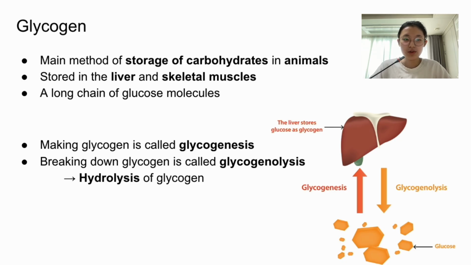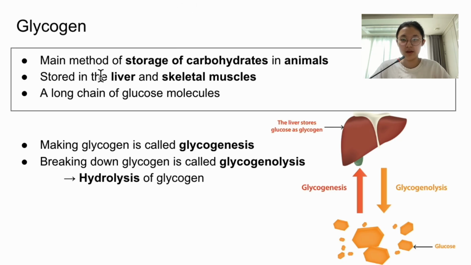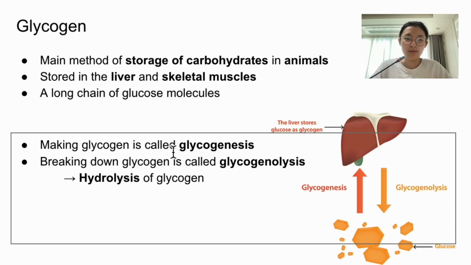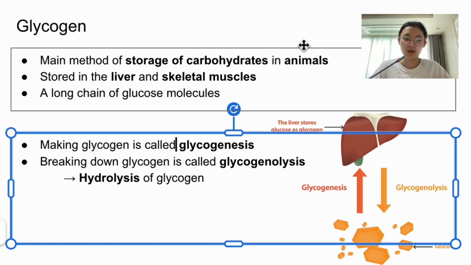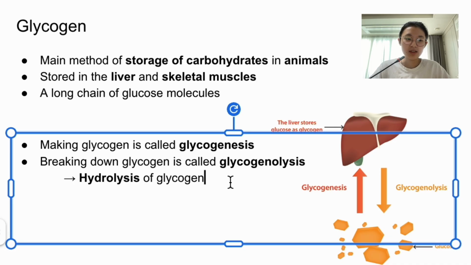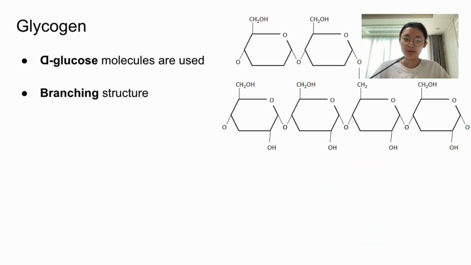glucose. Now glycogen, as seen here, is mainly found in the liver and skeletal muscle cells, and in the liver it plays a role in maintaining blood glucose concentrations, while in the muscle cells it provides a local energy reserve for muscle contraction. And like starch, glycogen is composed entirely of alpha glucose monomers, and they are joined together by glycosidic bonds. Also, the process of making glycogen is called glycogenesis. The process of breaking down glycogen is called glycogenolysis, and it's basically the hydrolysis of glycogen.